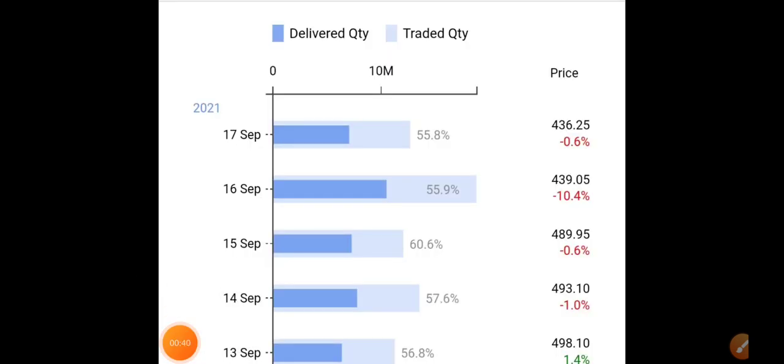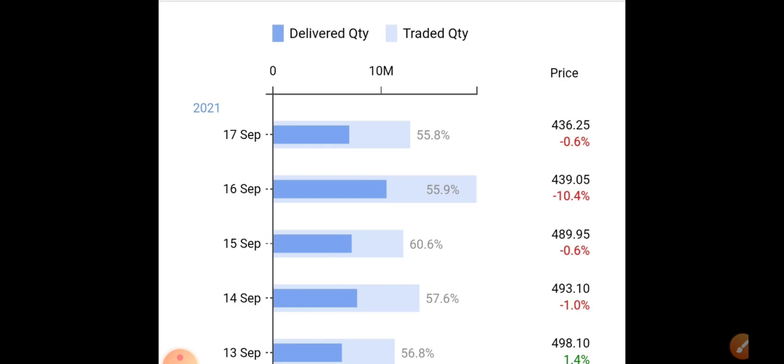If we see the day-to-day deliveries in BPCL, we can clearly observe that on 17 September, 55.8% deliveries were observed and the stock closed near the 436 rupees level. Today again we have seen more than a 3% downfall in BPCL, because we know that Friday, that is 17 September, was the record date. The ex-date was 16 September. So many people have exited today, especially people who had taken positions before 16. That's why the major downfall was present in the stock.